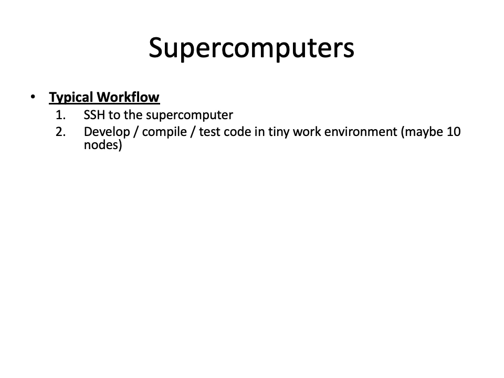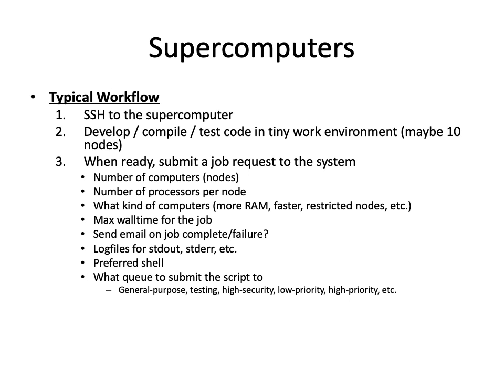Now when you're ready and you feel like your code is ready to really run, then you submit a job request to the system. And you can do this using a bunch of different technologies, for instance, Slurm or PBS. There's other systems as well. And basically you have to say, here's the resources that I want to use. I want to use this many processors or nodes. I want to use these kinds of computers. If you have a really big supercomputer, some computers have higher RAM. Other groups of nodes have faster clock speeds. Some of them are restricted or reserved for like government use or high security classified things, depending on the supercomputer.